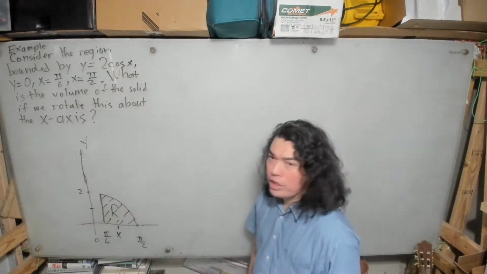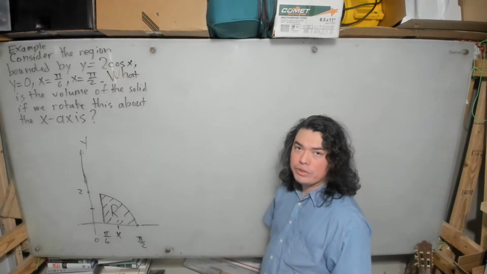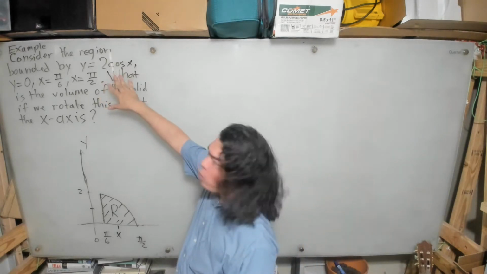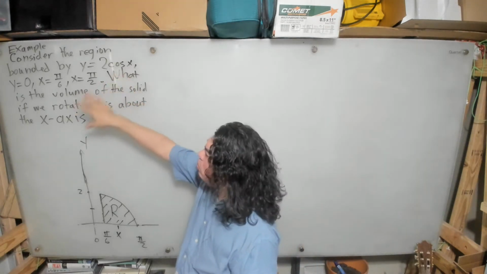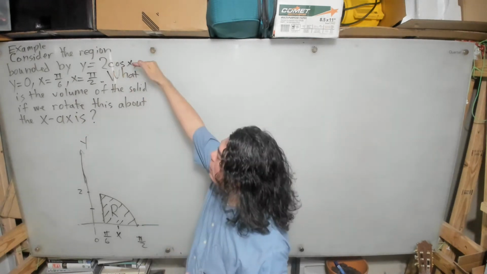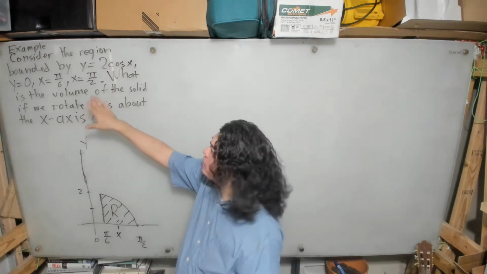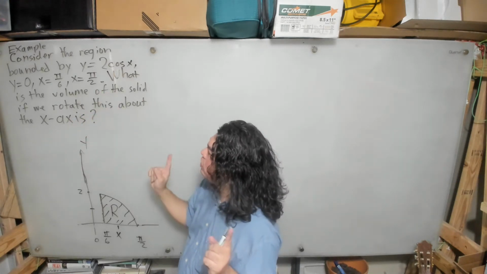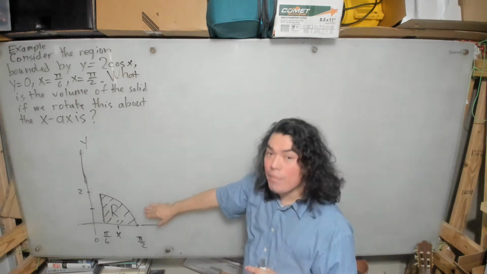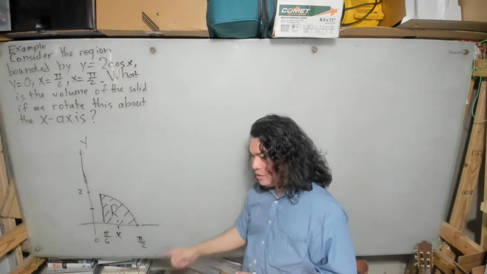So now here we're going to do this example again. This is a continuation of our previous example in the sense that we're using the same region. So again, we're going to consider the region bounded by y equals 2 cosine x, y equals 0, x equals pi over 6, x equals pi over 2, and our question is, what is the volume of the solid if we rotate this about the x-axis? So now we're going to rotate it like this.